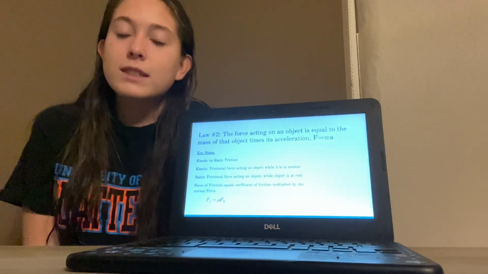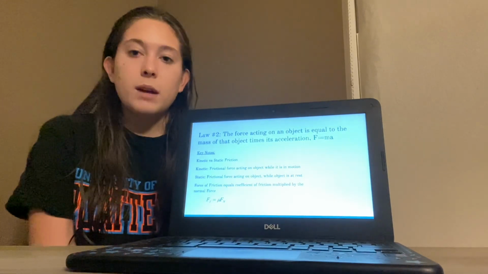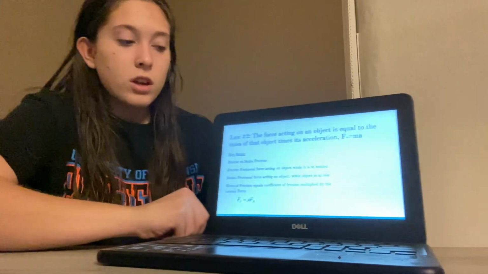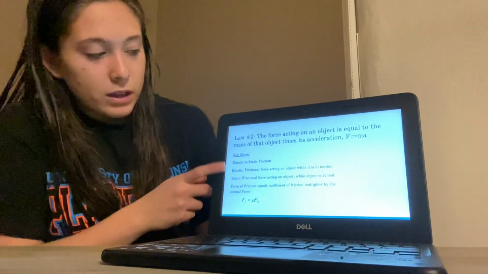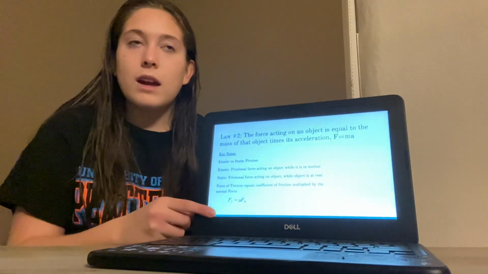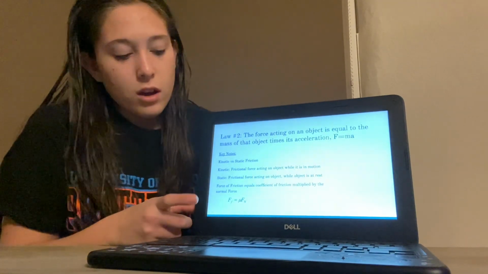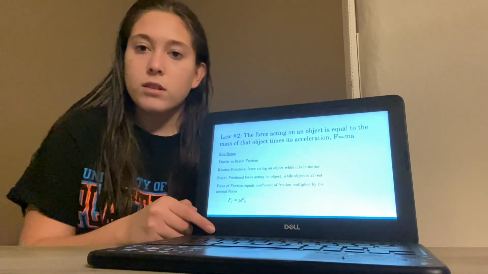All right, the second law is that the force on an object is equal to its mass times its acceleration. And some keys with this one when making your forces: the force of friction is going to act in the opposite direction of the applied force and is equal to the coefficient of friction multiplied by the object's normal force.